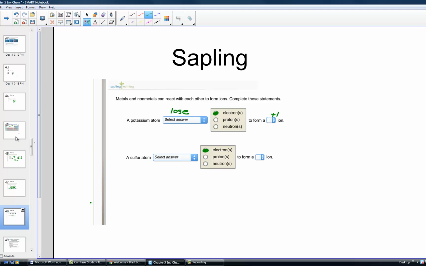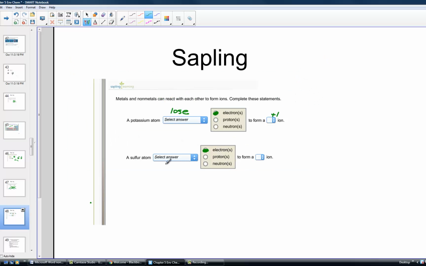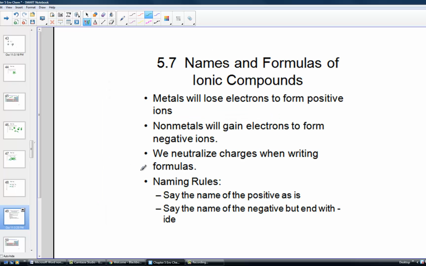And a sulfur atom, remember where sulfur lives, here's sulfur, it's carrying a -2. It has 2 extra negative electrons, so it's going to gain 2 electrons to form a -2 ion. So real helpful to just have that periodic table nearby.